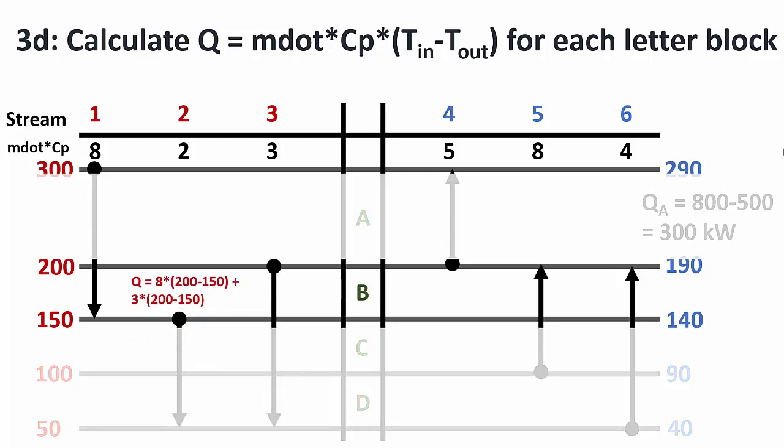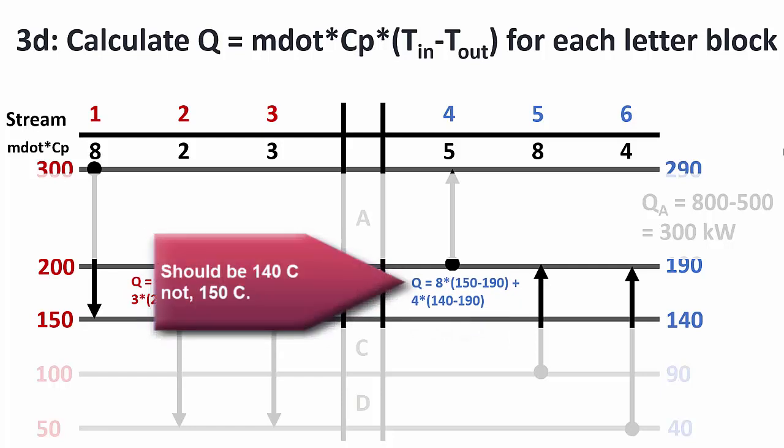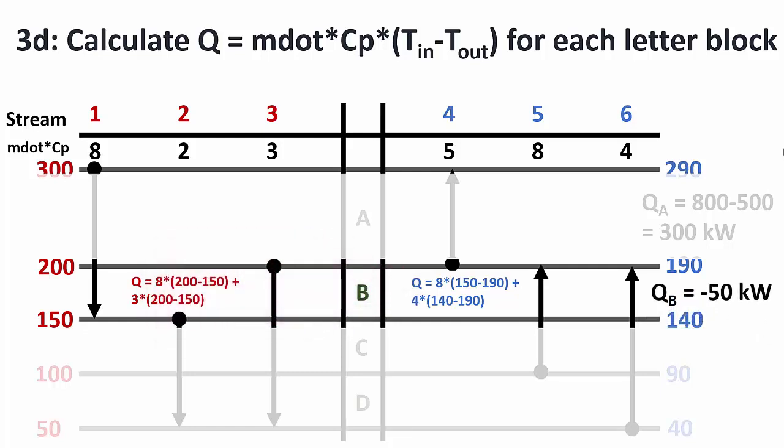Let's move on to block B now. We have 2 streams that we are summing on the hot side and 2 streams on the cold side. These are their flow rate times heat capacity times delta T. On the cold side, we have this for the flow rate times heat capacity times delta T. We sum these 4 Qs and we get an overall Q of minus 50 kilowatts.